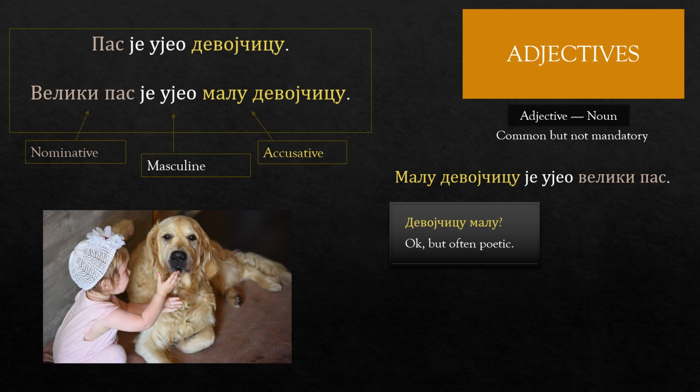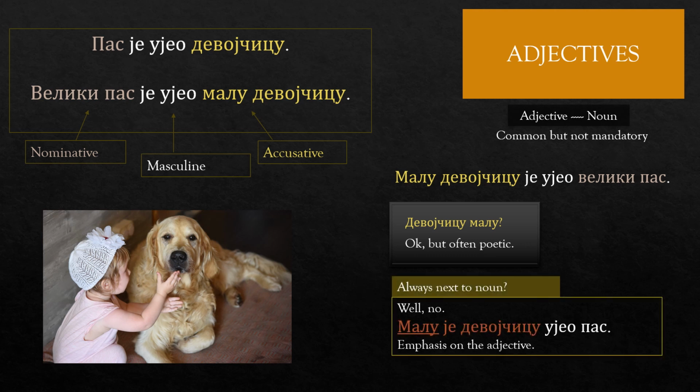And that's all good. But can we swap the words within a syntagm? Can we say devojčicu malu? Well, yes you can, but this is often going to sound poetic. And must the adjective always be right next to the noun?